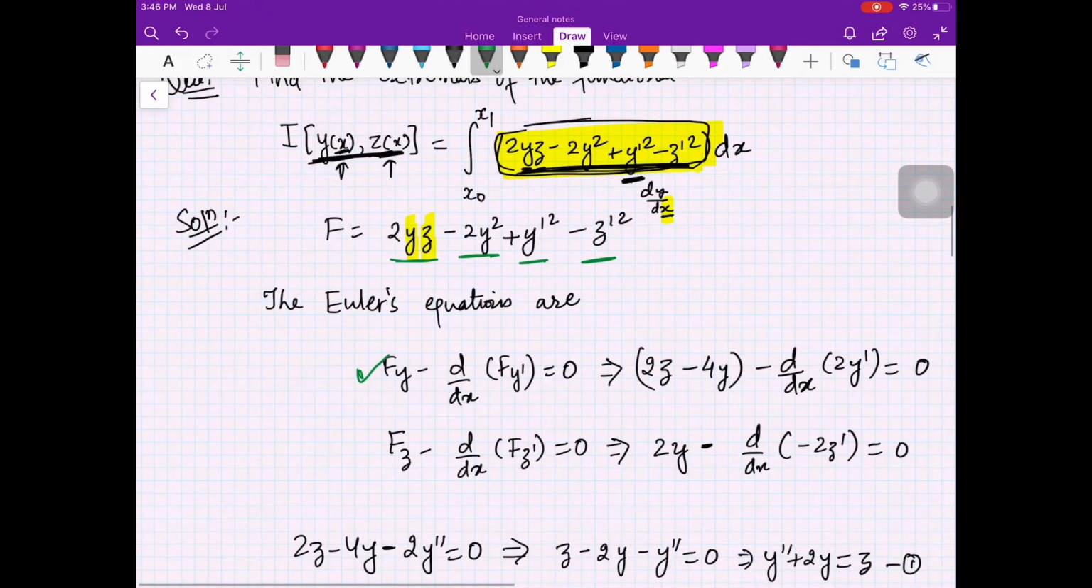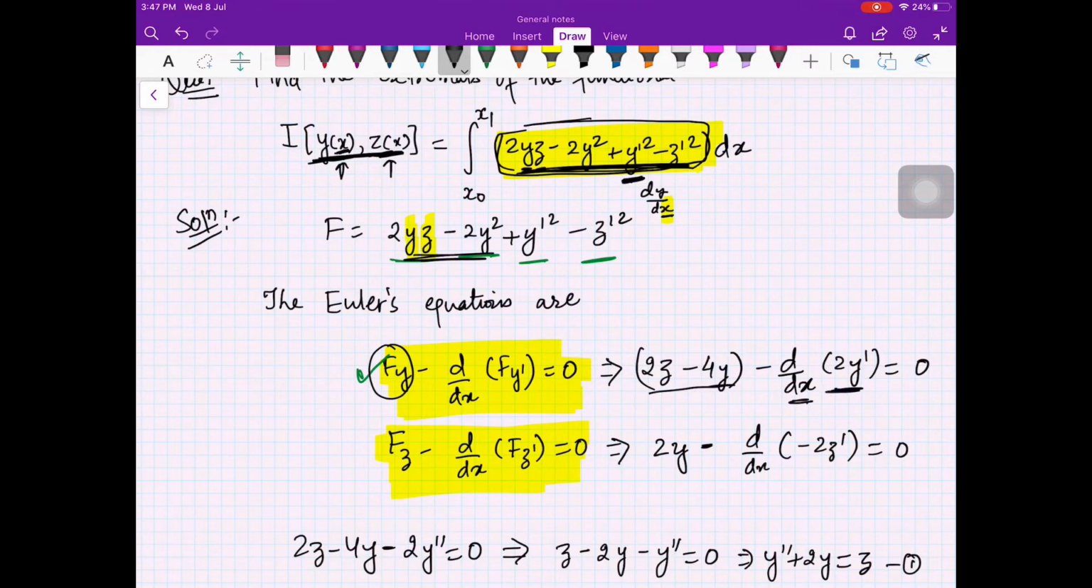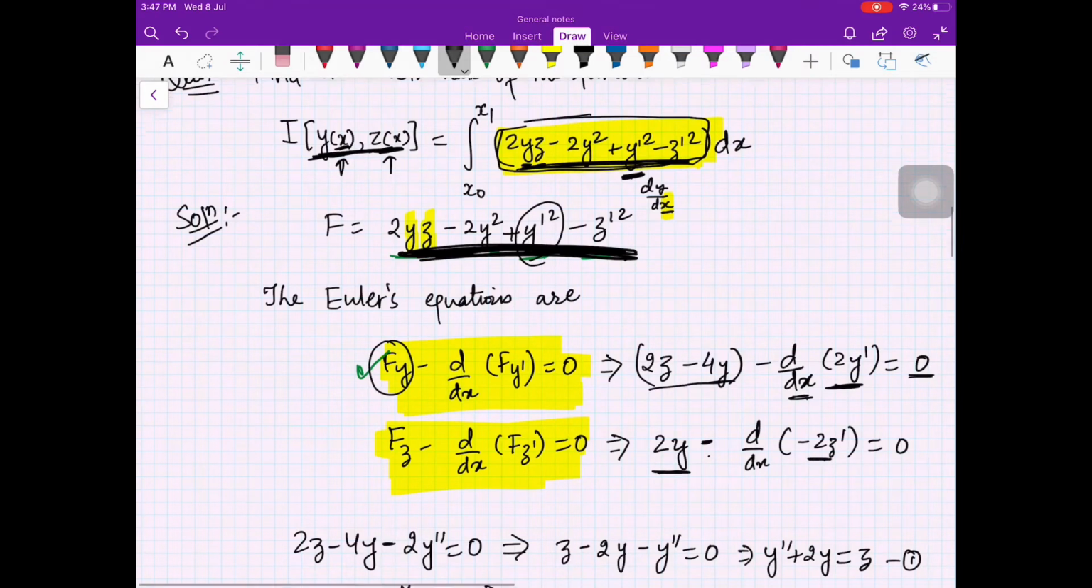So you will have two Euler equations. Here you have fy minus d/dx of fy dash equal to 0, and the other one is fz minus d/dx of fz dash equal to 0. Now for the first, fy is 2z minus 4y, minus d/dx of fy dash, that is 2y dash, equal to 0. And for the second, if you differentiate with respect to z, you will get 2y minus d/dx of fz dash, that is you differentiate with respect to z dash, so you will get minus 2z dash equal to 0.